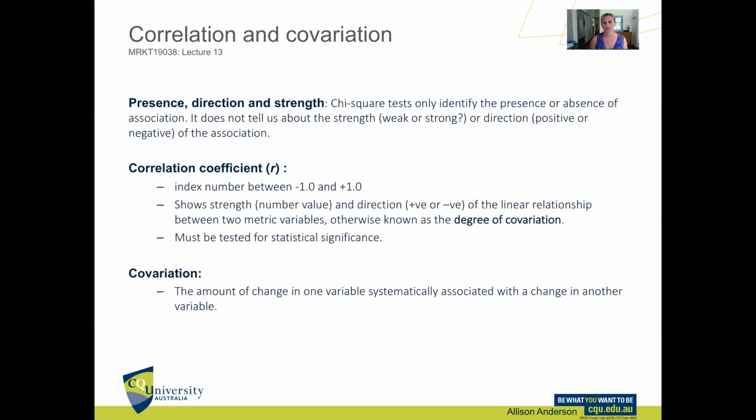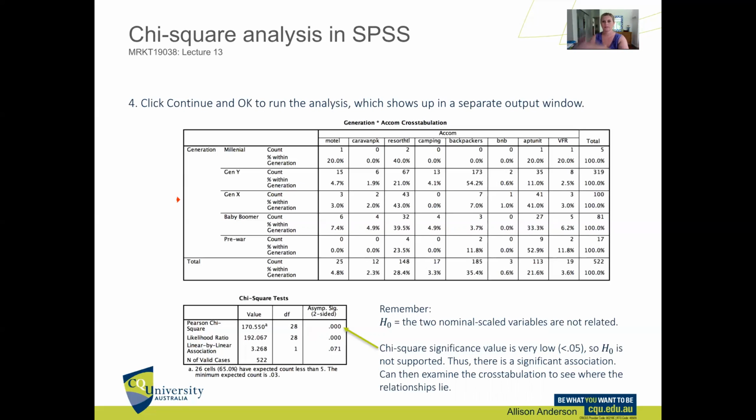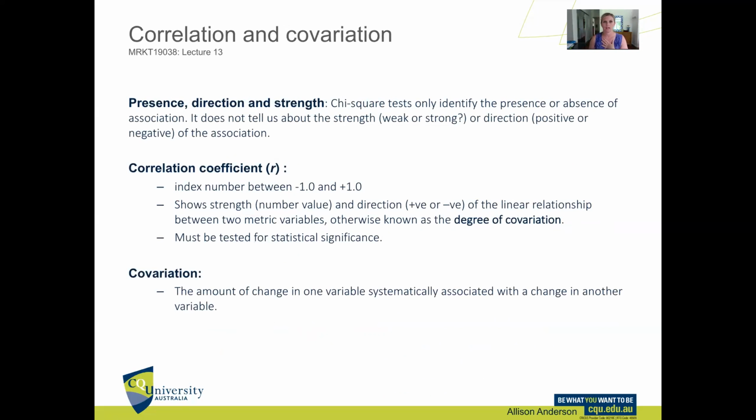So I can identify that subjectively, but the chi-square test only identifies the presence or absence of association, okay? It doesn't tell us about the strength, that 0.000 statistic in the Pearson chi-square test, okay?